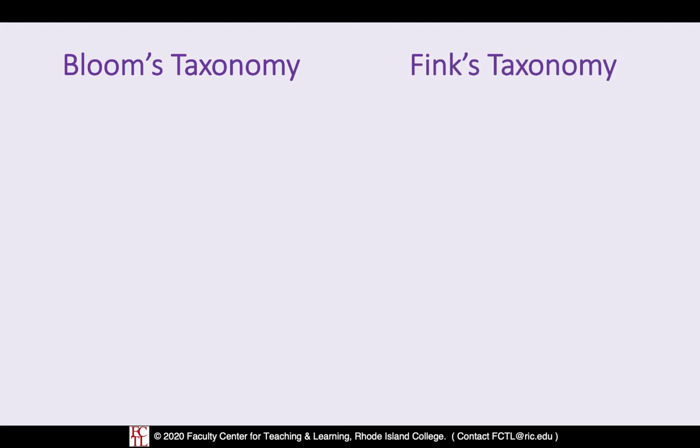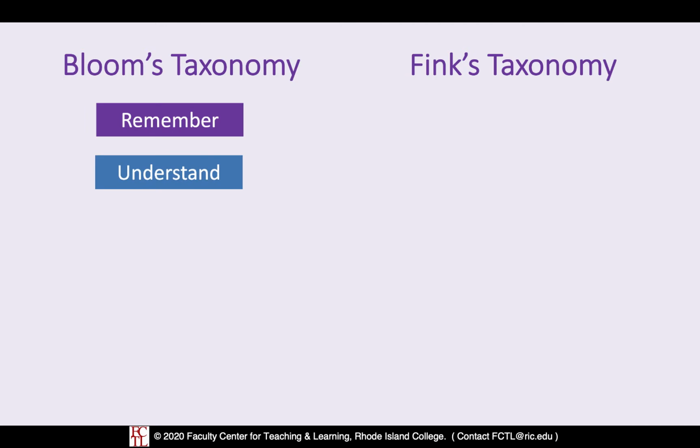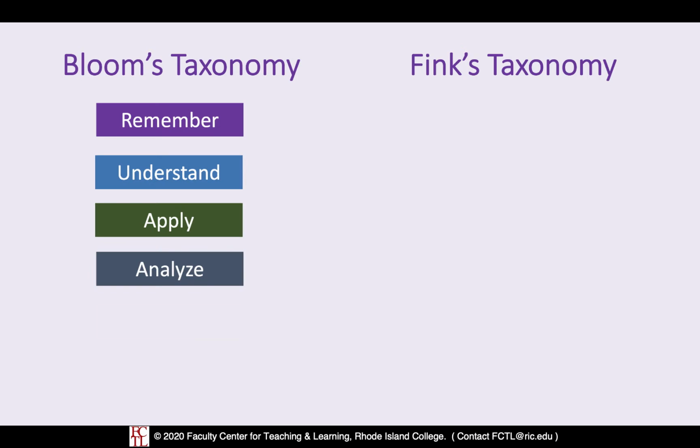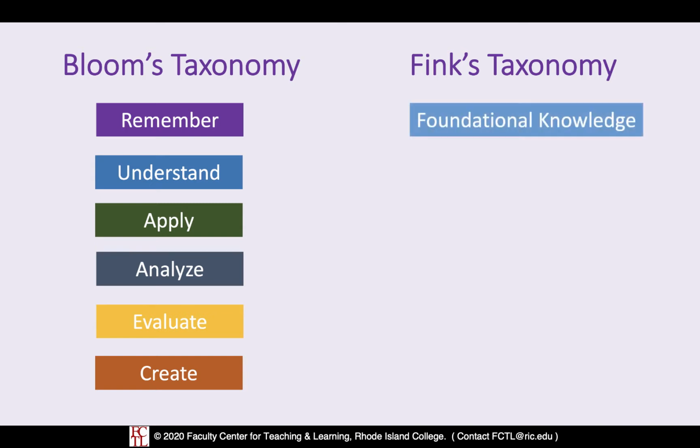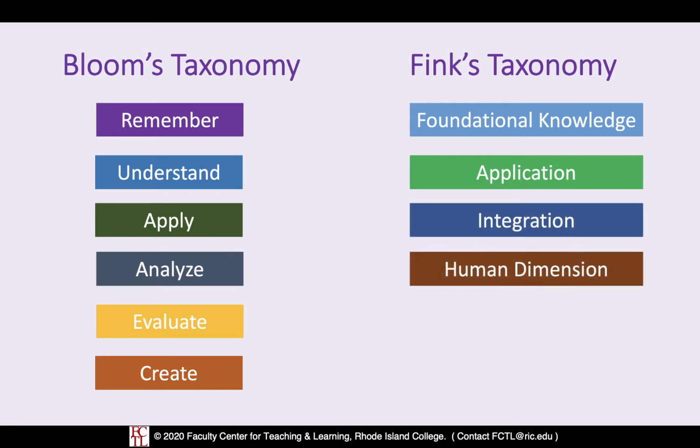There are two major frameworks for learning objectives: Bloom's Taxonomy and Fink's Taxonomy. Bloom's Taxonomy categorizes learning objectives into 6 progressive goals: remember, understand, apply, analyze, evaluate, and create. Fink's categorizes learning objectives into 6 progressive goals: foundational knowledge, application, integration, human dimension, caring, and learning how to learn.